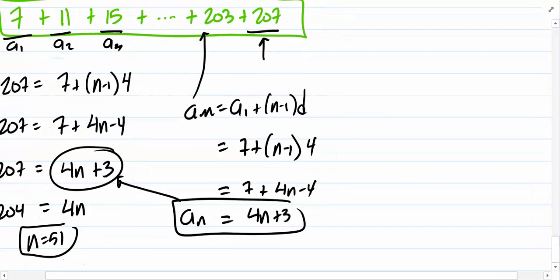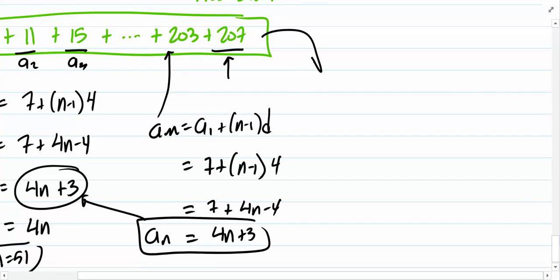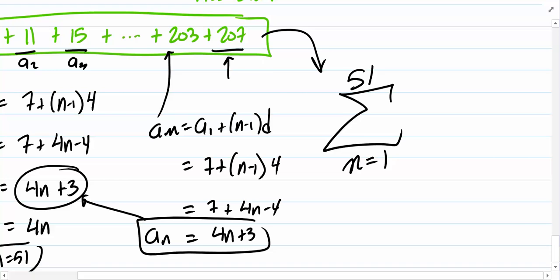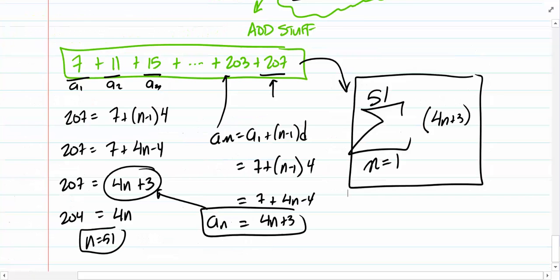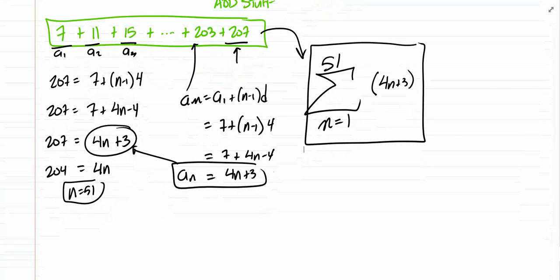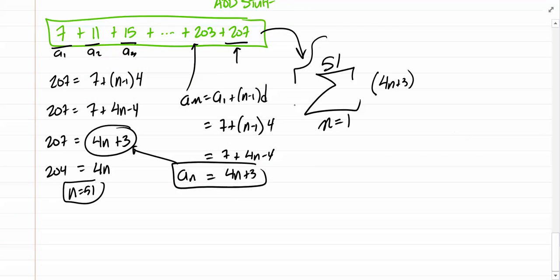We would start when n is equal to 1. We would end when n got to 51. And how we would do it is by taking 4n plus 3. So that's how you write it? Yeah, that's how you write that sum. So that's how you write the thing in the green? Yes, the thing in the green box now becomes this right here in the blue box.